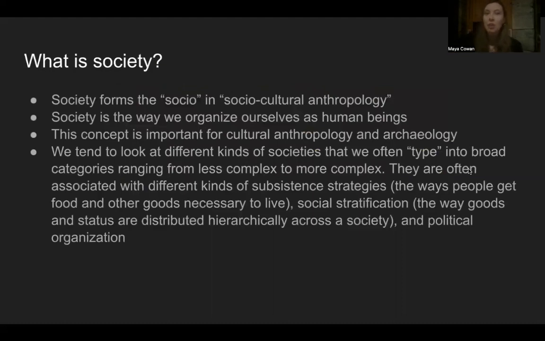What is society? Society forms the, in sociocultural anthropology, society is, in a broad sense, the way that we organize ourselves as human beings, which is also, if you'll remember, what I said culture is. But the concept is important for cultural anthropology and for archaeology. We used to look at different kinds of societies in anthropology, although we don't do that so much anymore. And we also used to type them into broad categories, ranging from less complex to more complex.